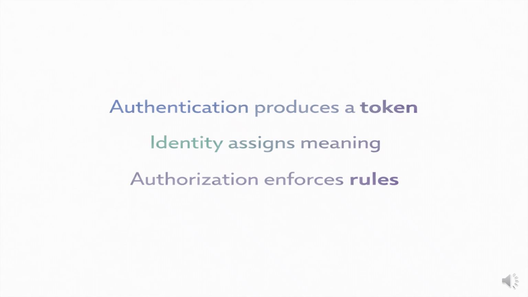So the key takeaway is that authentication produces a token that gives you something valid, and identity is what your system decides that thing represents. And authorization just enforces that decision.